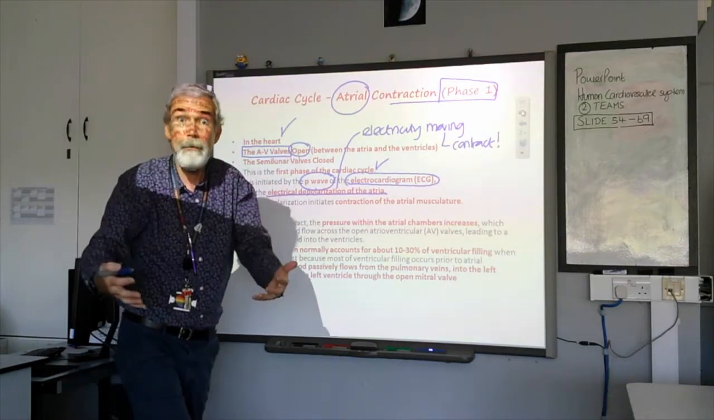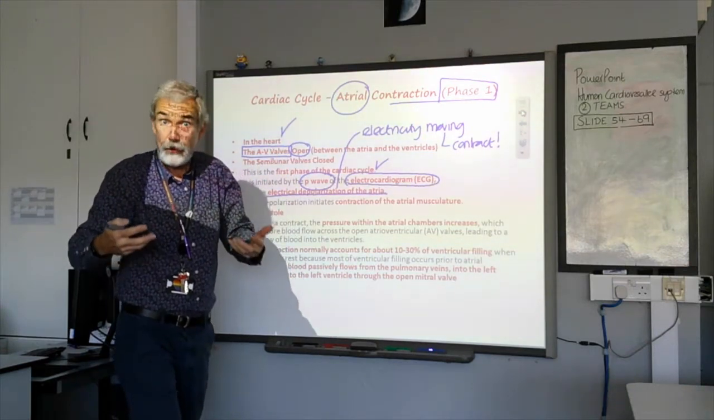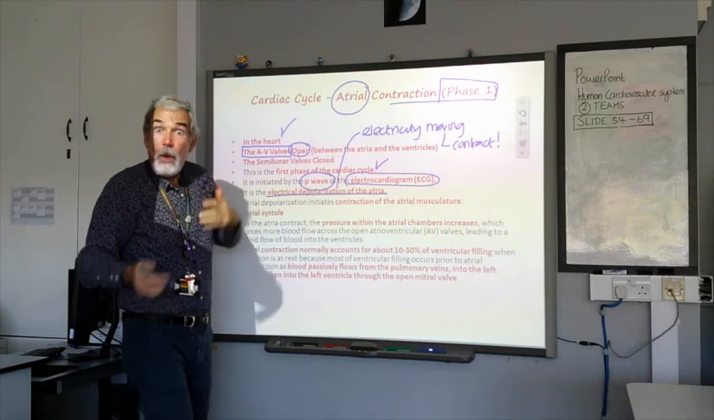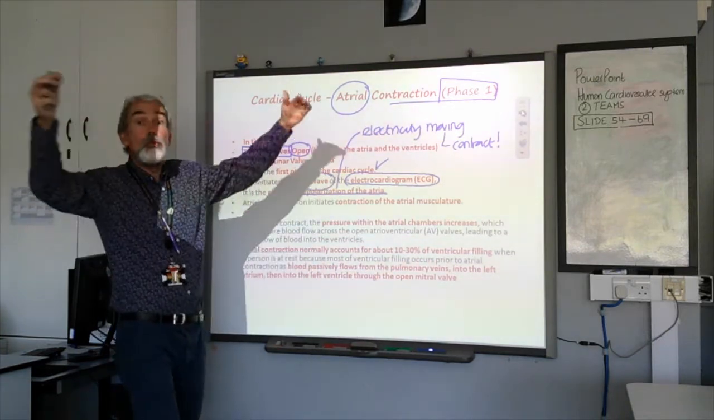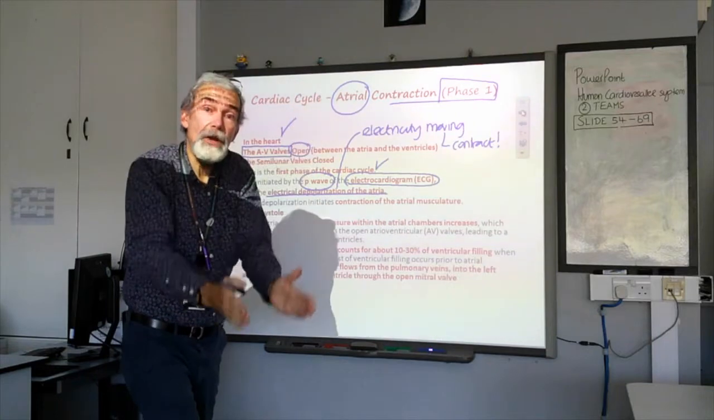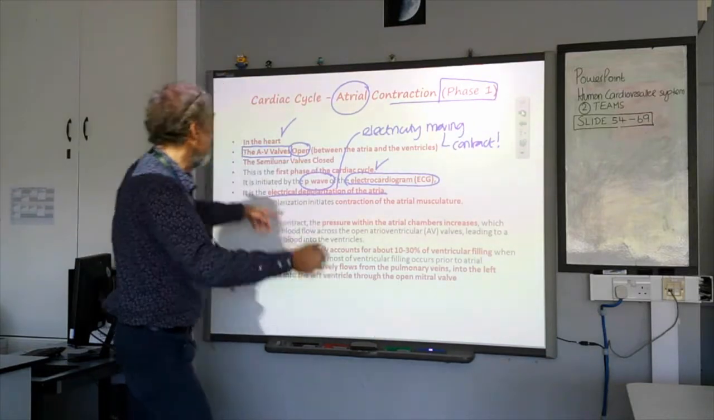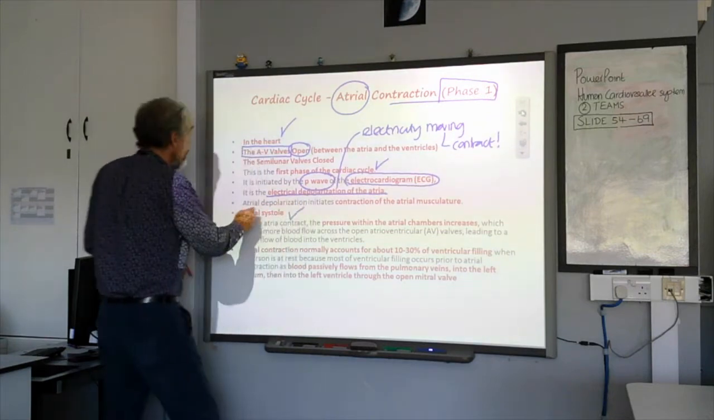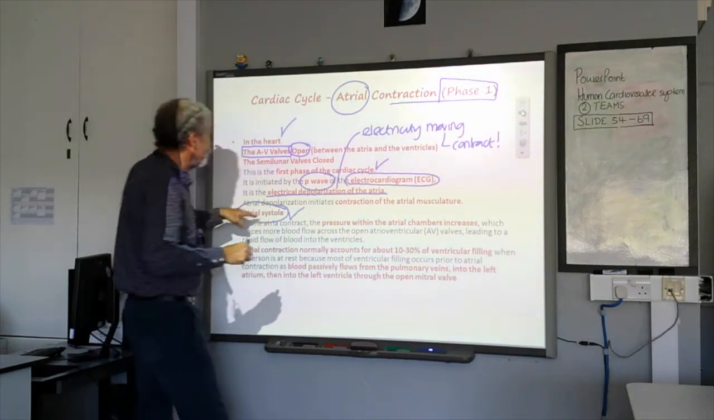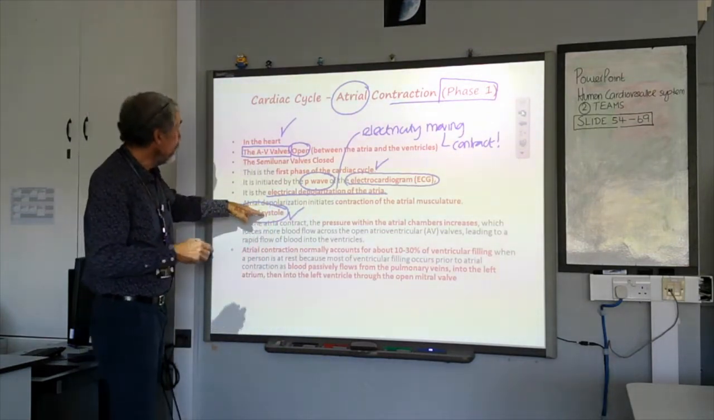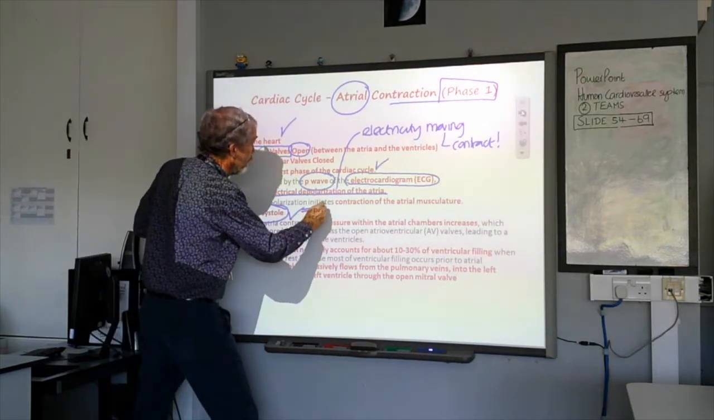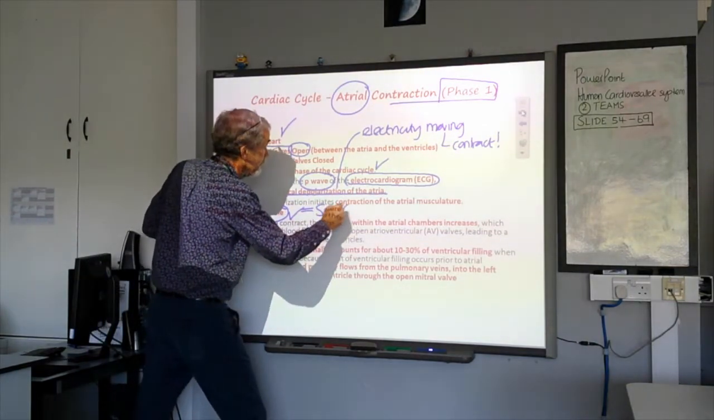What do you think is going to happen? Blood from the atria is going to get forced through the open AV valves into the ventricles at the bottom. And we refer to this as atrial diastole. Whenever you see that word diastole, you just think squeeze.